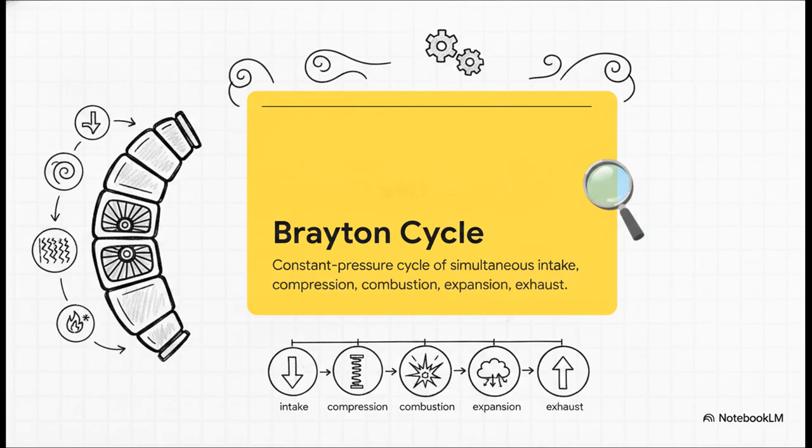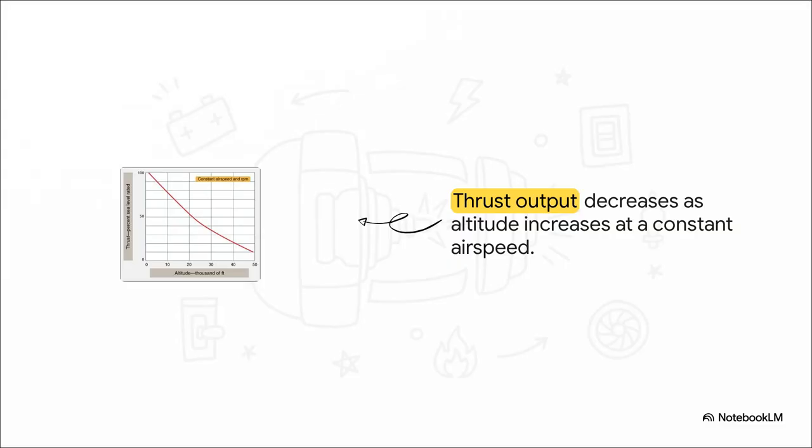Unlike a piston engine where the 4 strokes happen one after another in the exact same chamber, the Brayton cycle is a constant pressure cycle. The intake, the compression, combustion, expansion, and exhaust events are all happening continuously and simultaneously, just in different dedicated sections of the engine. And the operating environment drastically affects the thrust generated by that Brayton cycle. To put this into perspective, just think about how thrust output literally plummets as altitude increases. Even if we maintain a perfectly constant airspeed and RPM, as the altitude goes up and the air gets thinner, the thrust output of the engine drops significantly.